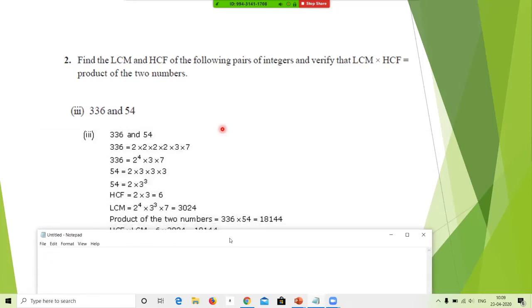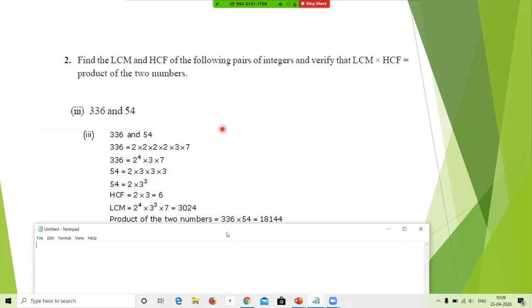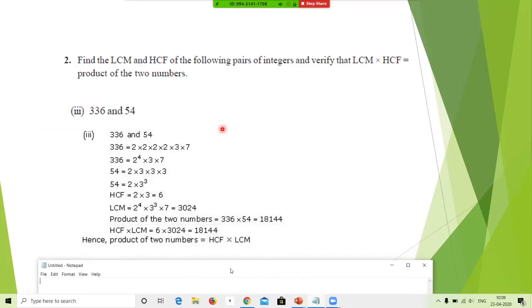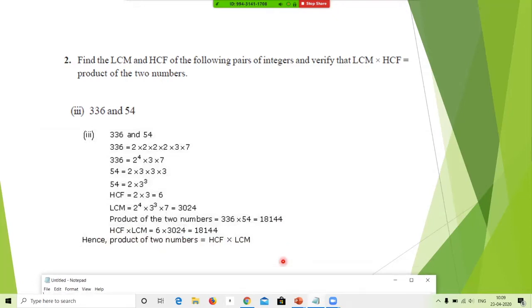Now write, verify. This is the next part of the sum. So what will you do now? Product of the two numbers, find it out. Now find what is the LHS, find what is the RHS. Multiply LCM and HCF, multiply the two numbers, and then finally show that the LHS is equal to the RHS. This has to be shown. Then write verified: HCF multiplied by LCM is equal to product of two numbers.